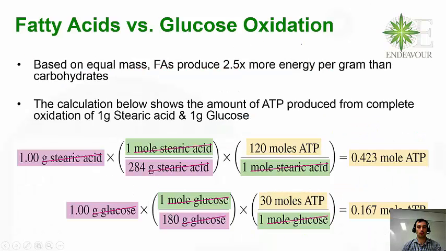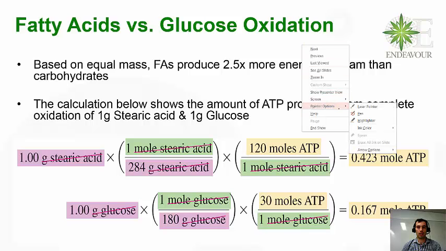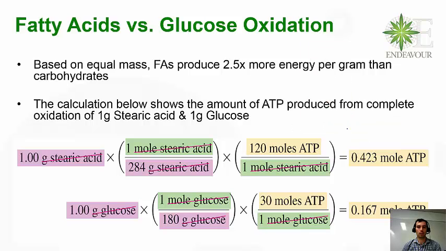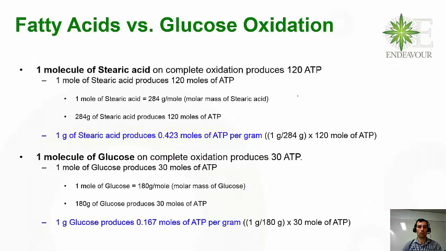So we can see that the fatty acids are able to produce significantly more ATP than the glucose. So there's a calculation there showing that per mole we're getting 2.5 times more moles than from the same amount of glucose. So we can have a look at this calculation in a little bit more detail.